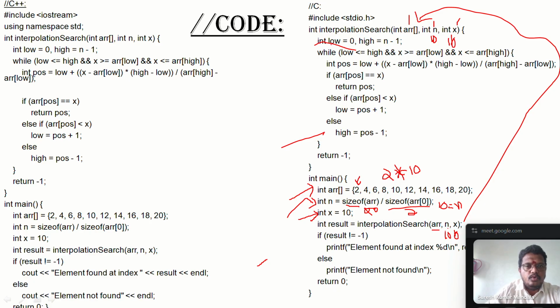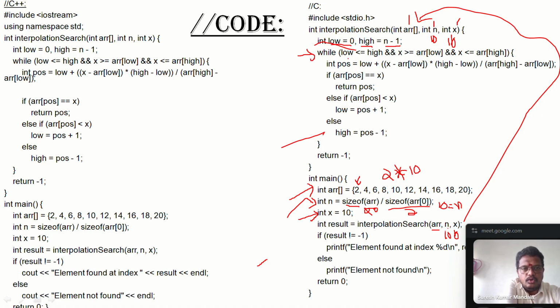Here low will be initialized with 0. High will be initialized with n minus 1. Total values we are having, n is 10, 10 minus 1 is 9. 9 is the last index of the array. So high will be identified as 9. Then we will check the condition called the while loop.